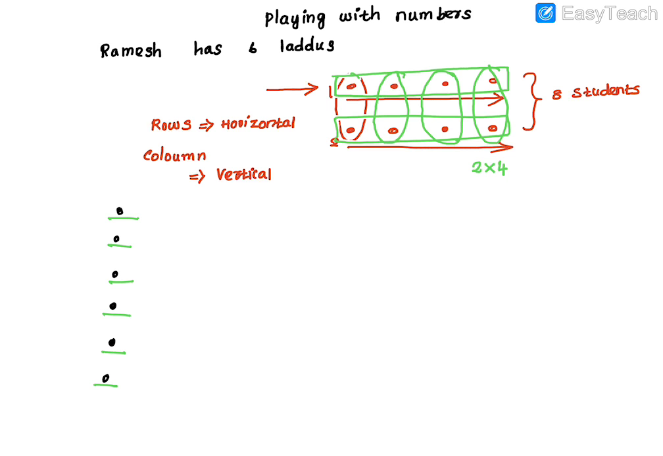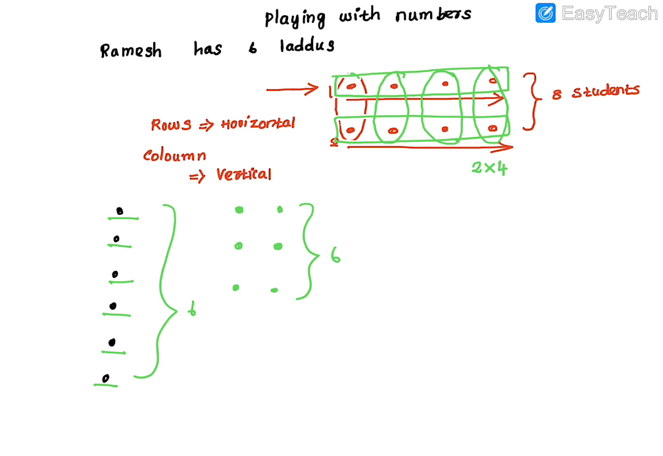He has 6 laddus in total. He wants to arrange all of them row wise, but the condition is that each row must have the same number of laddus. Here it is 1 laddu in every row. Any other possible arrangement? Now I will take 2 laddus: 1, 2. Here 1 row, 2 row, 3 row. Counting them, 1, 2, 3, 4, 5, 6, so 6 laddus in total. Each row has 2 laddus, the same number in each row.